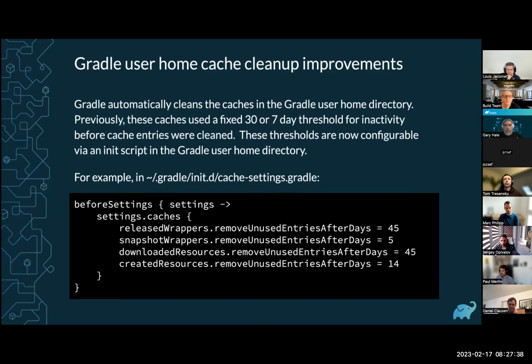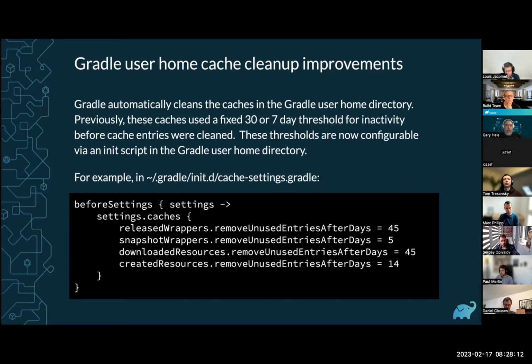We got some feedback from users that those particular thresholds didn't work well for their use case, and so these are now configurable. To configure them, you create an init script and put it in that Gradle user home directory under the init.d directory. If you're not familiar with that, anything in that init.d directory is an init script that will be automatically applied to any build that runs using that Gradle user home directory. And in that script, you can set these thresholds.